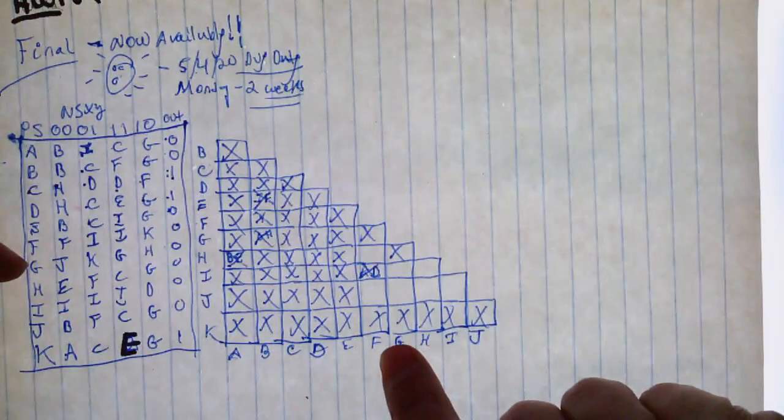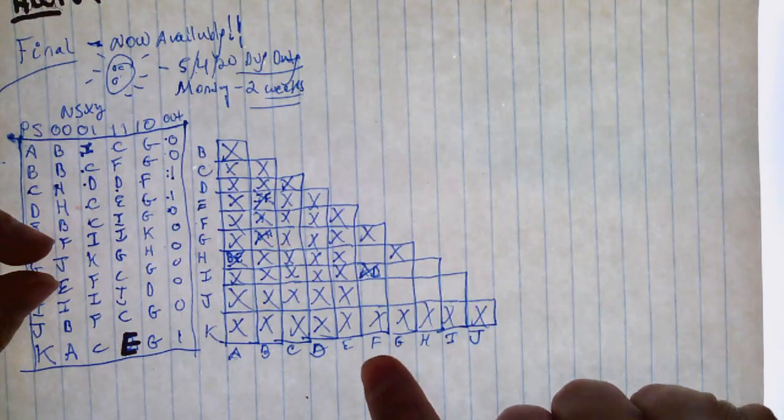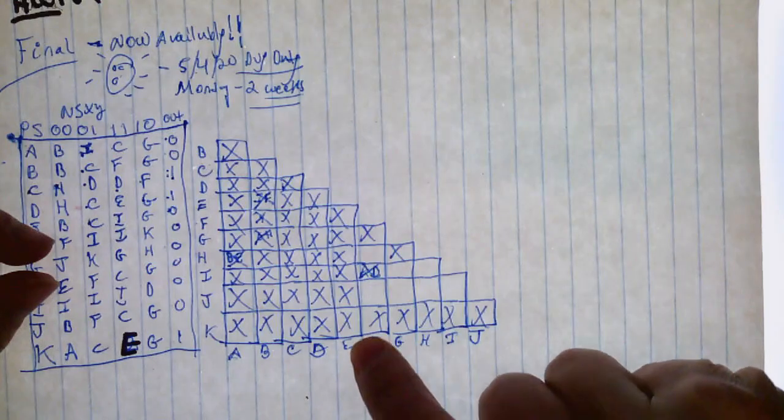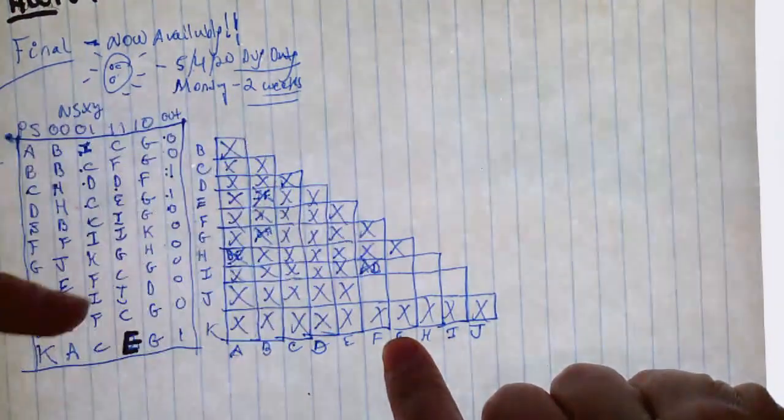And what about F and H? F is equal to H if F equals E, and we know it does not. Well, let's see, is that true? E, F. Yeah, there's an X. So that means you got another X in here.